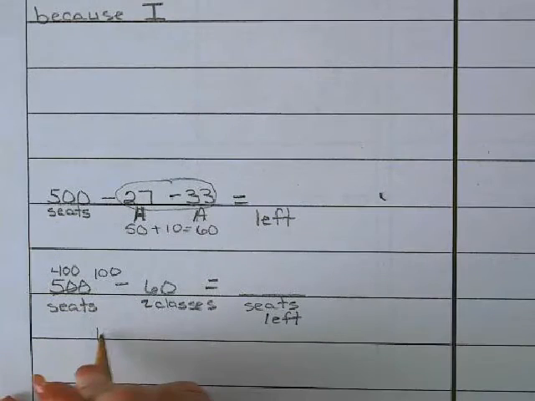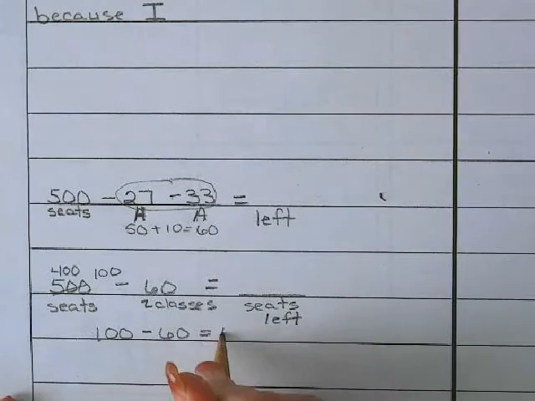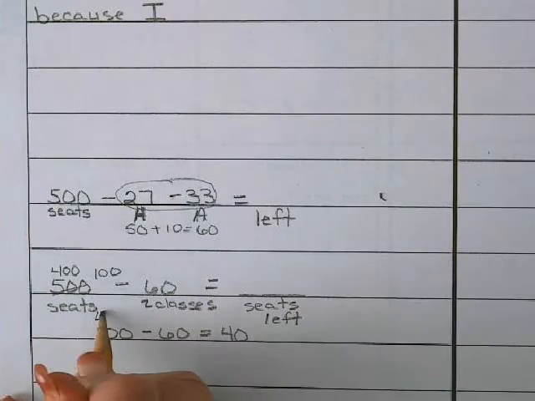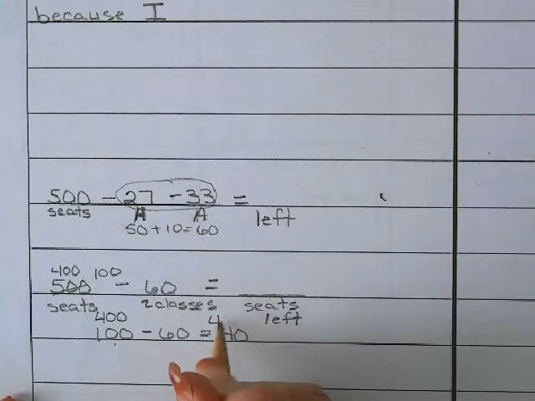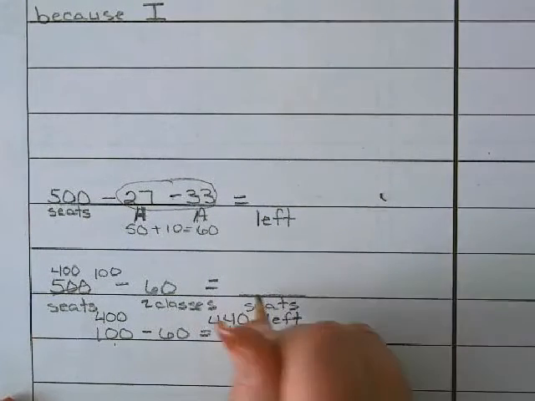So 100 minus 60 is going to leave me with 40. And then I'm going to put that 400 back with the 40, because that's what I broke it down as. 400 and another 100 makes your 500. So this would be 440 seats left.